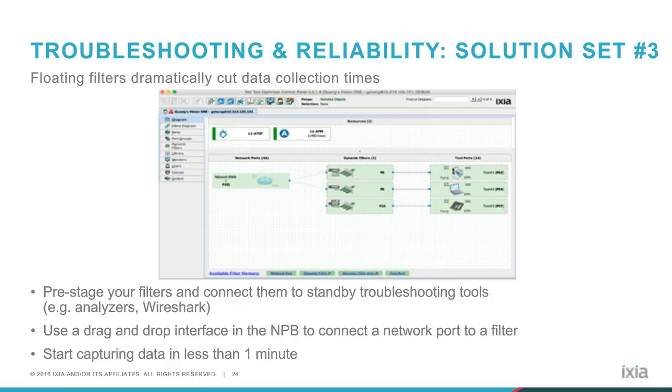Any tool that's used often can be set up with a floating filter and pre-staged for problems. To activate the filter, it takes longer to log in than it does to go and activate the filter. You just draw a connection from the network port to the floating filter. It's that easy. If you need to make any filter adjustments, they're simple button clicks.